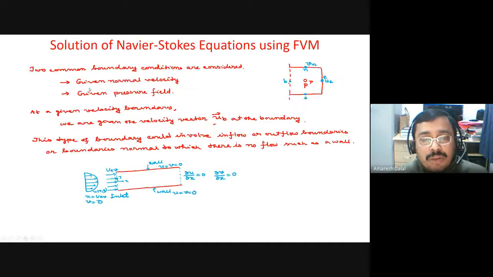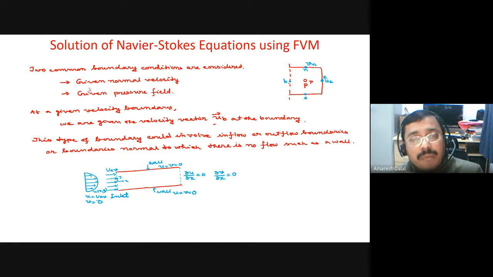Now we are solving for velocities as well as pressure correction. So we need to know what the boundary conditions are. Obviously you can see that either we can give the normal velocity at the boundary, or we can give the pressure field. Okay, so generally if it is an inlet, we give some velocity field or mass flow rate, and at the solid wall we give no slip conditions.